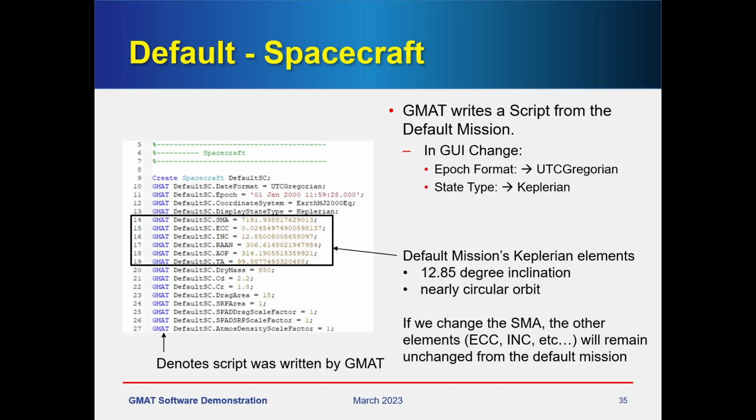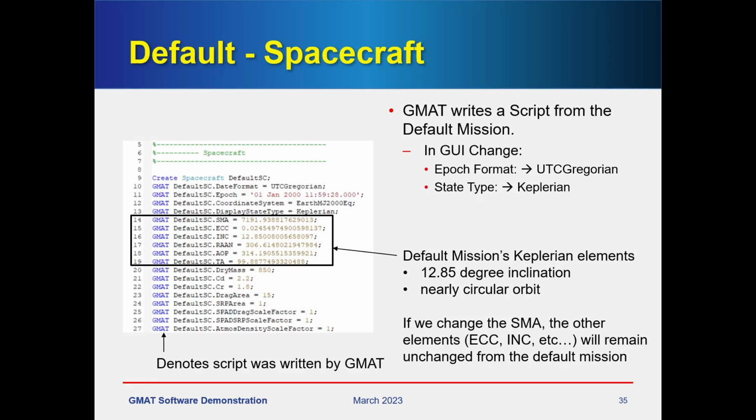in line 15. In the level 0 script, we changed the semi-major axis, SMA, from the default 7,191 kilometers, shown in line 14, to 9,000 kilometers. But the rest of the elements were left as default and remain unchanged, which means our level 0 script, or spacecraft, has the Keplerian elements shown in line 15 through 19.